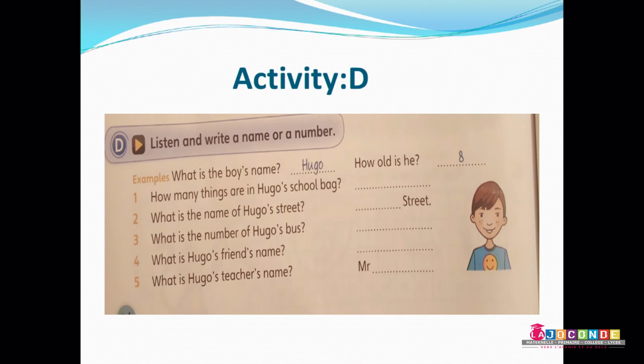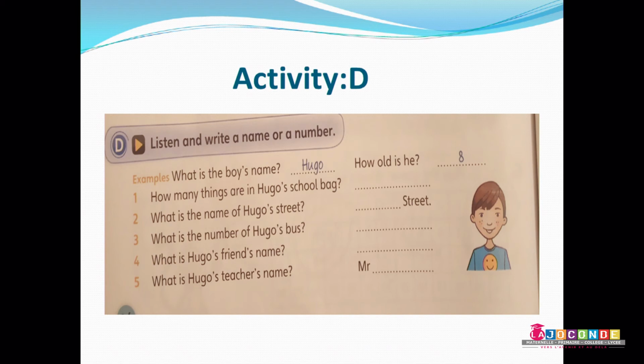The girl says, Hugo's got lots of things in his school bag. Has he? How many things? The girl says, 12. 12? That's a lot of things. And what's the name of Hugo's street? The girl says, we live in New Street.